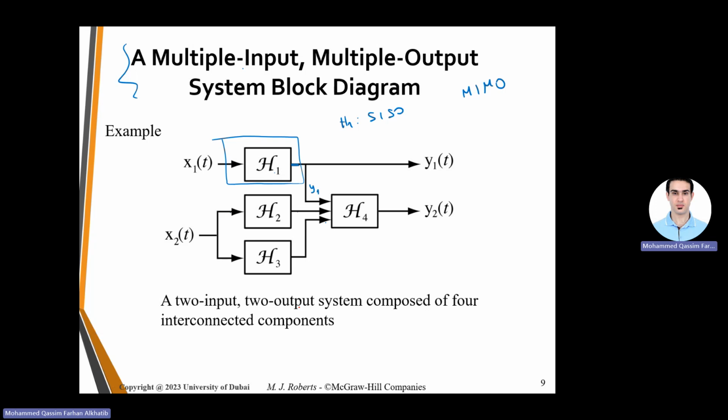When you have multiple inputs and multiple outputs, that's what we call MIMO: multiple input, multiple output. So here you have two inputs, x1 and x2, and you have the outputs y1 and y2. That's a two-input, two-output system.